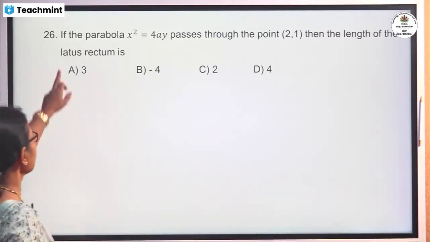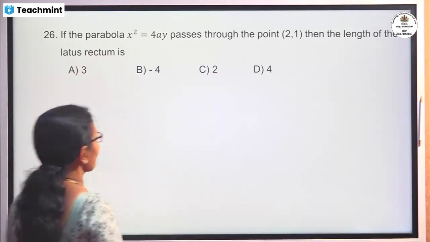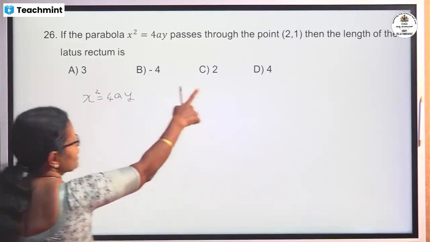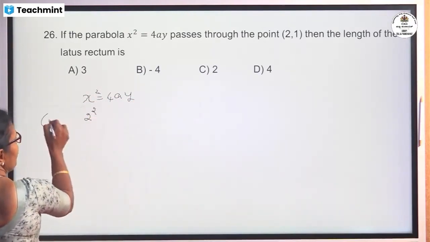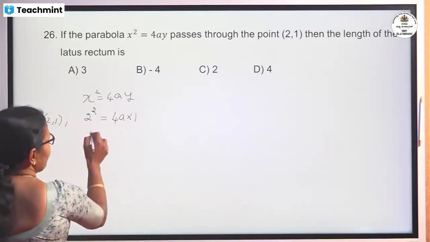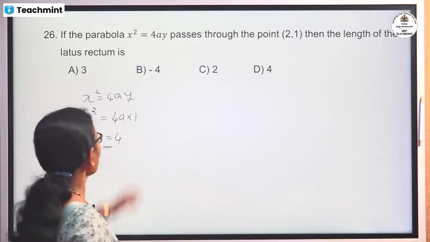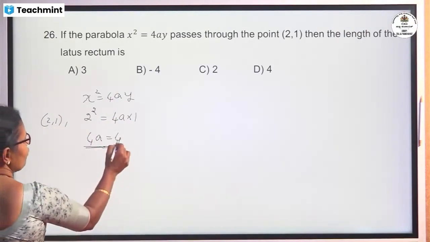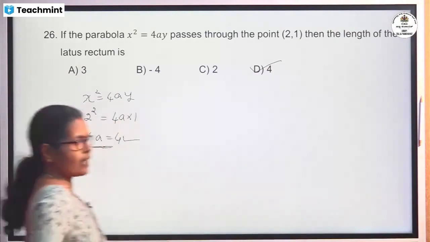Next, 26. If the parabola x square is equal to 4ay, which passes through the point 2, 1, means 2 square is equal to 4a into 1. Then 4a is equal to 4. We require the length of the latus rectum. Length of the latus rectum is 4. Therefore, the answer is D. D is the correct answer.